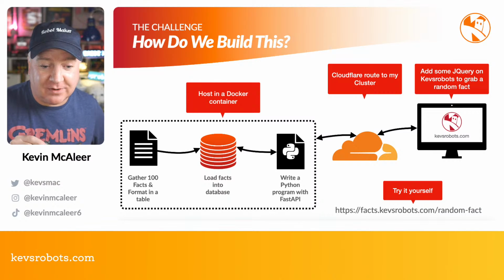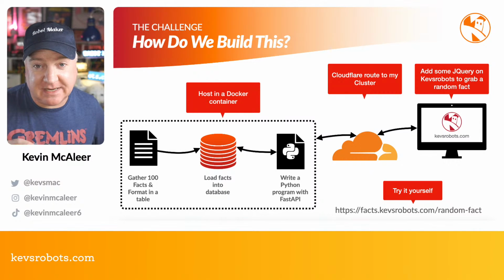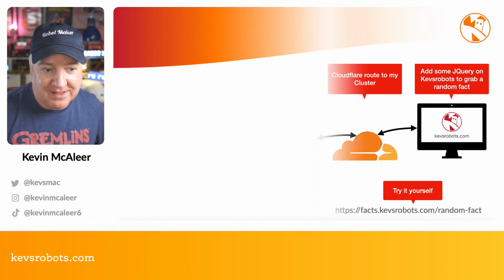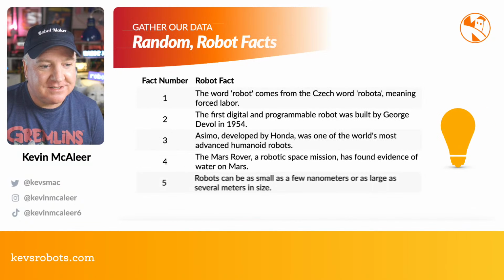You can try this out right now. If you head over to facts.kevsrobots.com/random-fact, you'll get a random fact. It isn't pretty, it's just the pure JSON, but we'll have a look at that in the demo in a second. So this is the random facts.